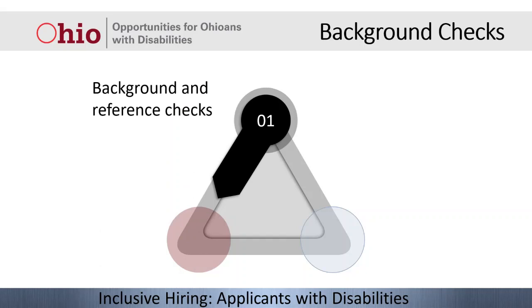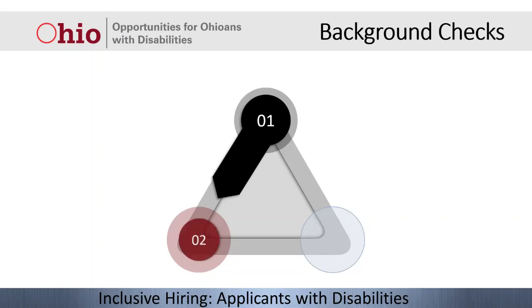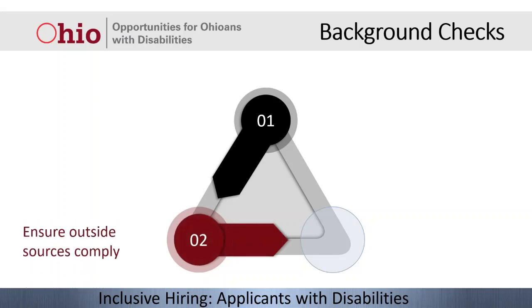Kelly, there is, and really it's just important to remember that in the pre-offer phase, you may not request information about an applicant from another source that you are not permitted to request of the applicant.